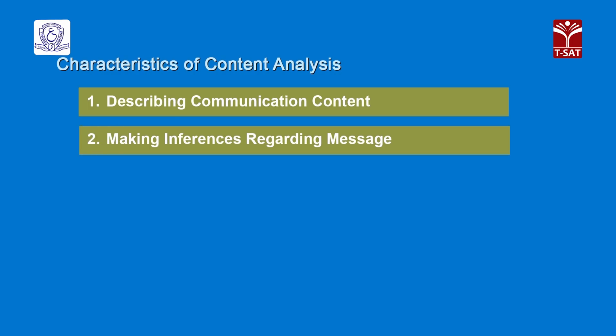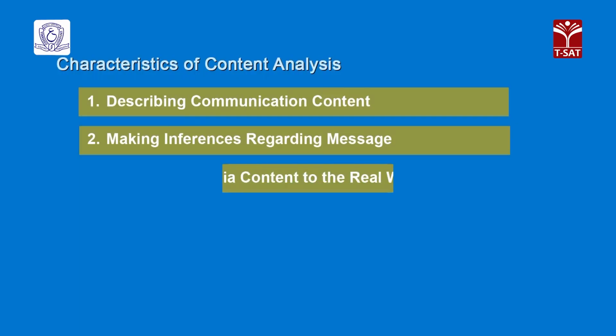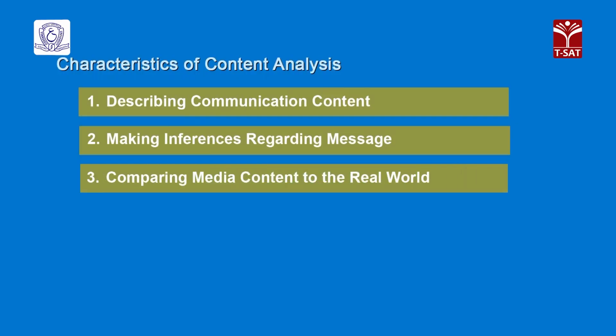Second characteristic is making inferences regarding message. That is, content analysis can be used to determine the association between source and message. For instance, a comparative analysis can be done on how the same event is covered by two different publications. Third, it is comparing media content to the real world.